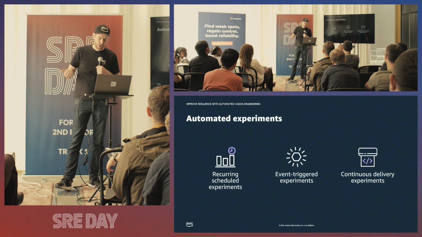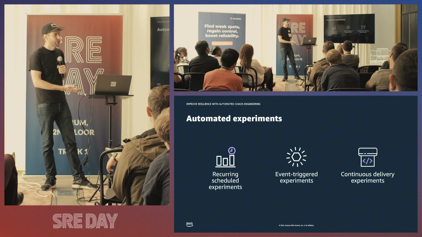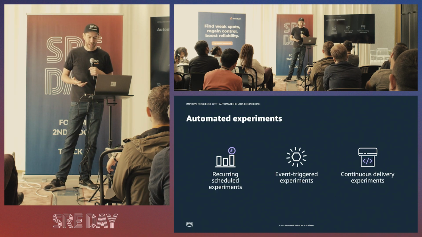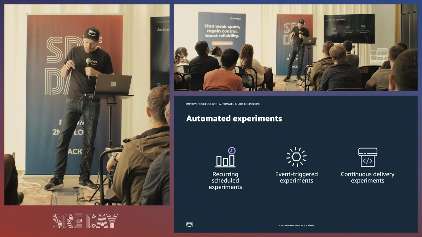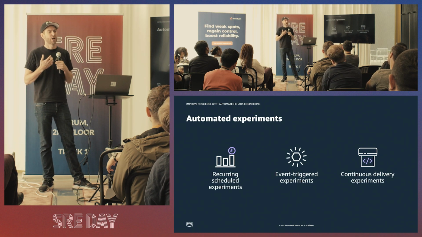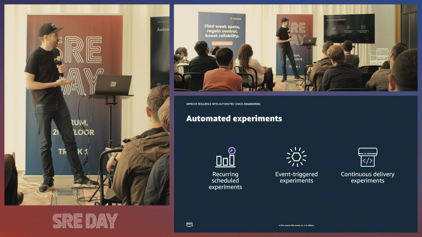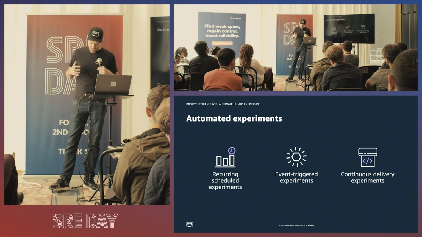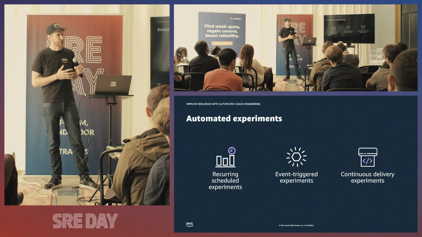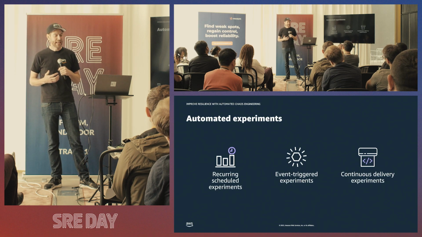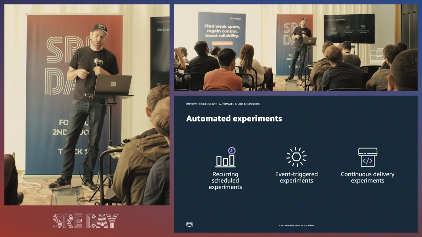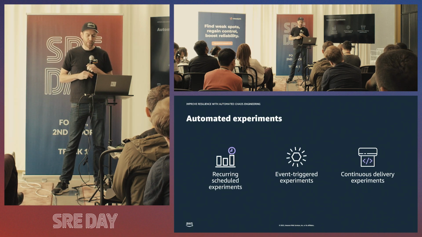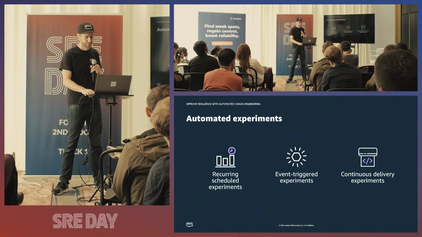So with these recurring scheduled experiments, with event-triggered experiments and continuous delivery experiments, we have 3 different ways to automate our chaos engineering experiments. But to get to the point where we're confident enough to run automated experiments, I think we really need to fully embrace the idea of safeguards, which is a way to monitor the blast radius of the experiment and stop the experiment if it sets off any alarms. So safeguards and stop conditions are key for successfully running automated chaos engineering experiments.